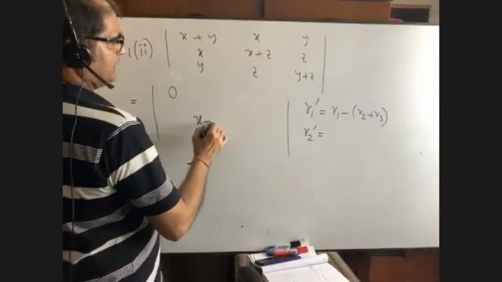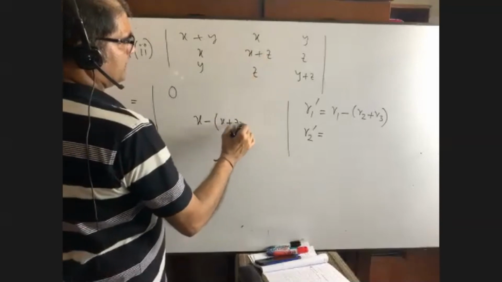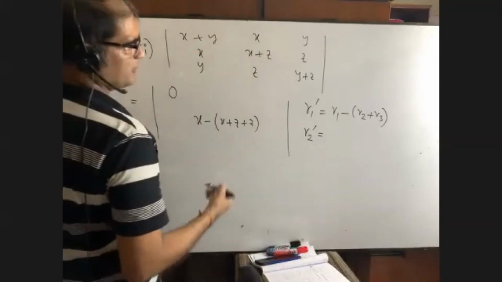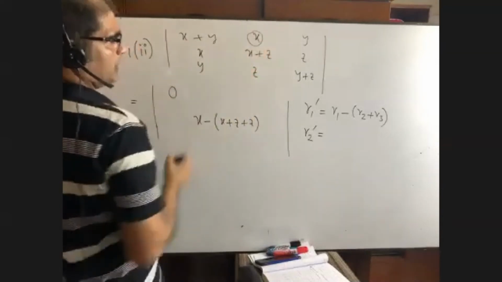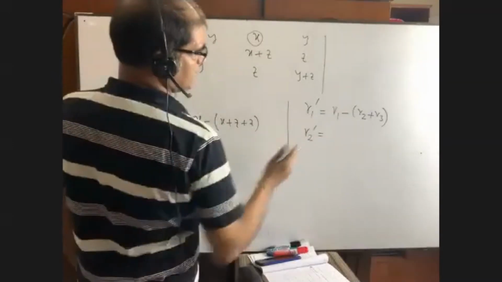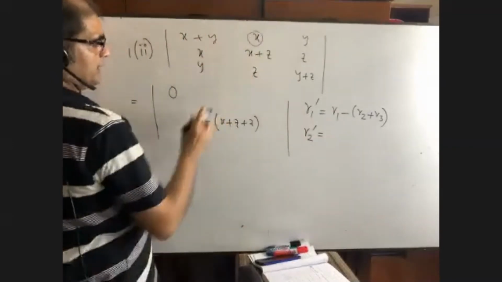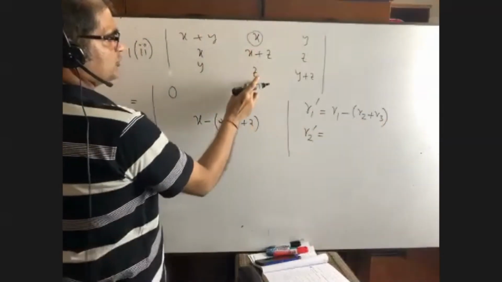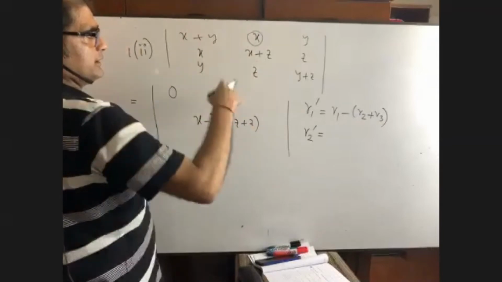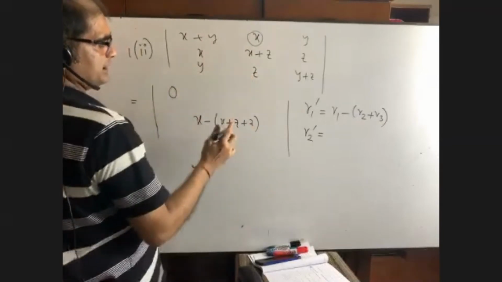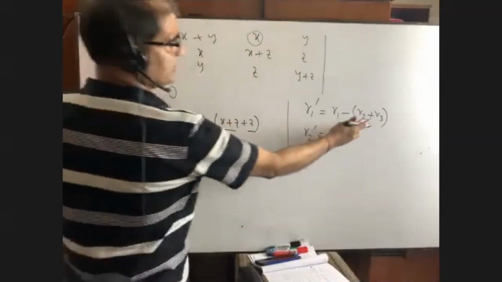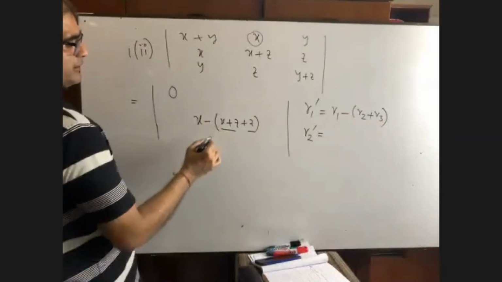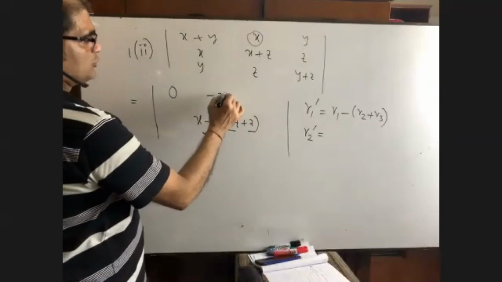That is x minus x plus z plus z. Please try to understand what I have written here. Row 1 minus row 2 plus row 3. This is row 2, this is row 3. I have written row 2 plus row 3, right? So we are left here, x's will be omitted. We will be left with minus 2z. Please try to understand.